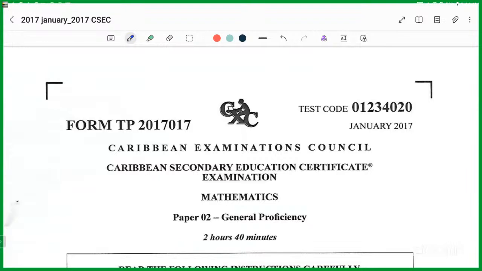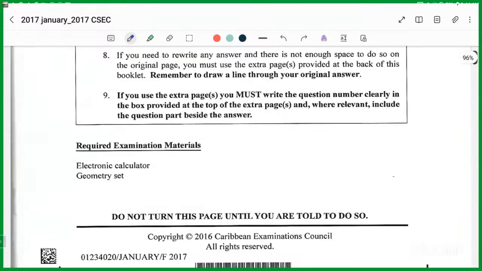All right, so this is a January 2017 paper. Let's randomly pick this paper for no particular reason. All right, let's put it this way. The reason I picked this paper is that there's a circular measures question on it. And that's a topic that we just completed, circular measures. The next topic we're going on to is going to be plane and solid geometry. All right, so let's get into it.